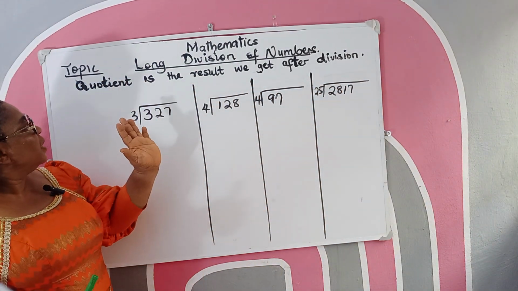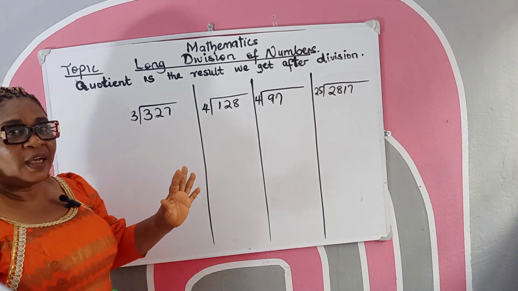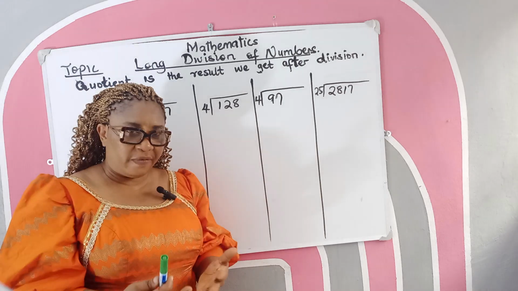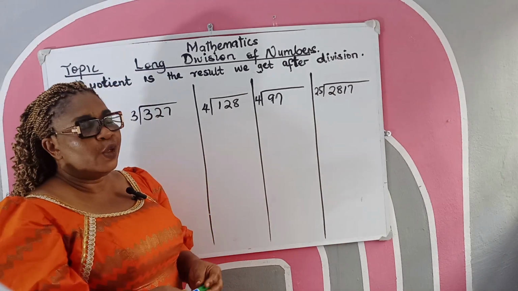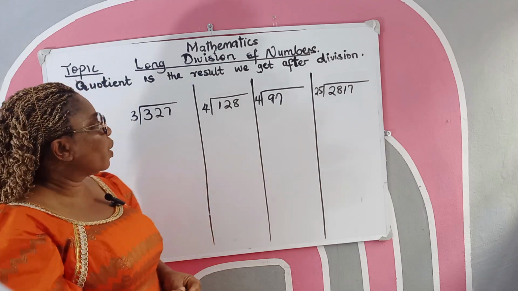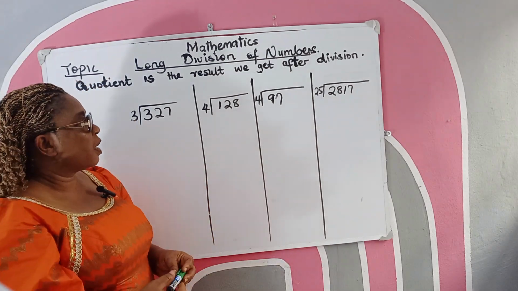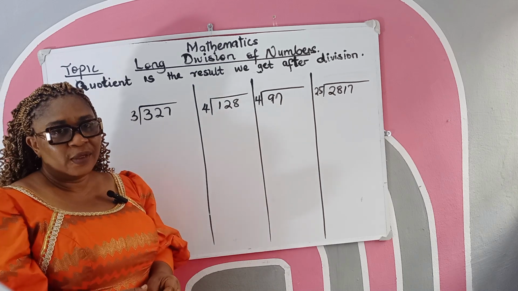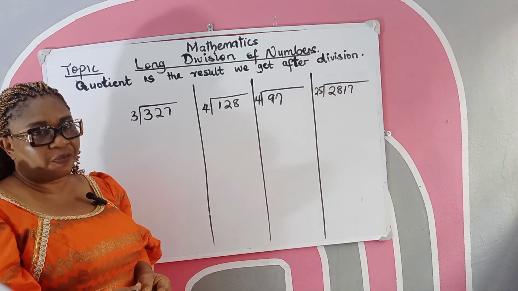I say that quotient is the result we get after division. Anytime you hear quotient, you know it is the result we get after division. Okay, we're going to go into this long division. There are tricks you will see in this long division. Make sure you follow my formula to know it very well. Make sure you don't fail it, okay?